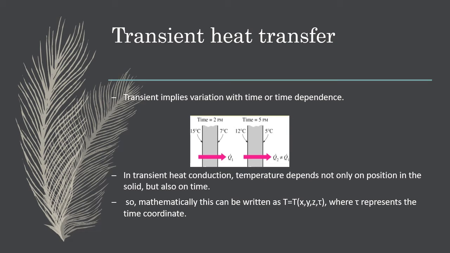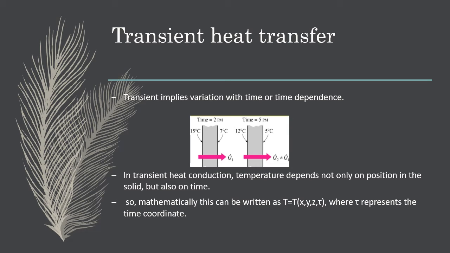Transient heat transfer. Let us discuss transient heat transfer. Transient implies variation with time or time dependence. In this picture, we have two times, t1 and t2, that is, 2 p.m. and 5 p.m. In the first picture, the temperatures at both ends of the wall are 15 and 7 degrees Celsius. In this case, the heat flow is Q1, and in the second picture the time is 5 p.m.